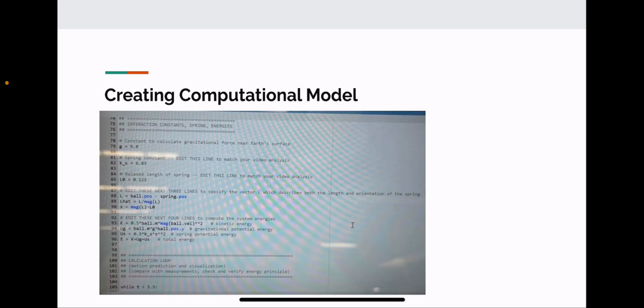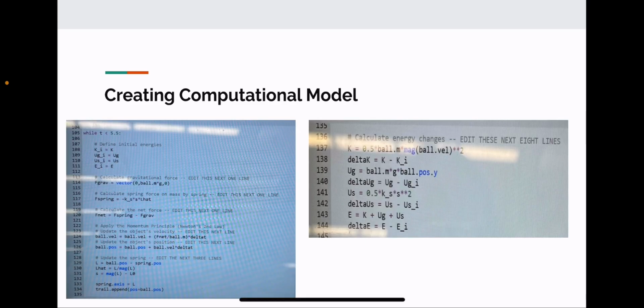Next, we specify the direction and magnitude of the stretch of the spring used for the spring force and spring potential energy. S is equal to L minus L net, or L initial, which is the L initial we previously found. We also plug in all of the energy equations. Here we define the initial energies so we can later use them to find the change in energies. The change in energy is found by subtracting the initial energy from the final energy.